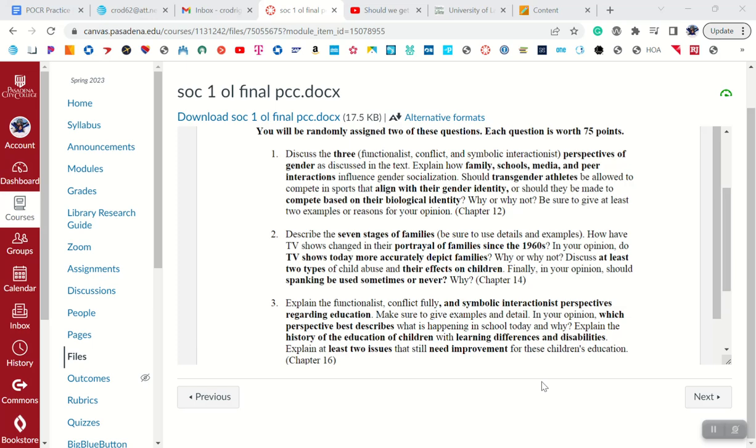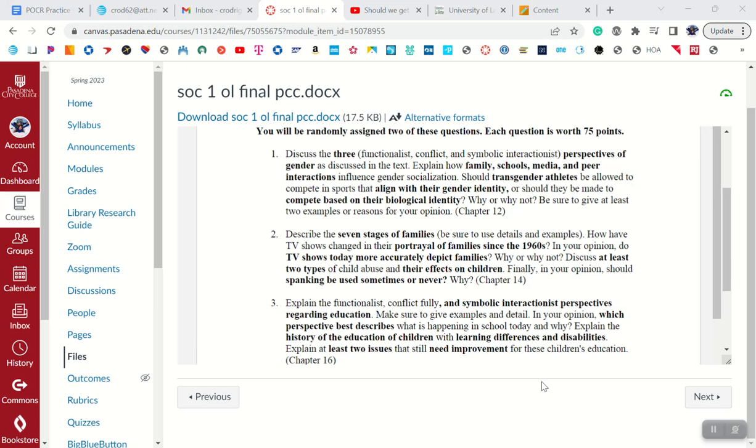Same thing with conflict theory. Why do conflict theorists believe that there are issues or problems in education? What are 1 or 2 of them? Same with symbolic interactionist. And remember, you're making sure to give examples and details to support your statements. In your opinion, which best describes what is happening in school today and why?